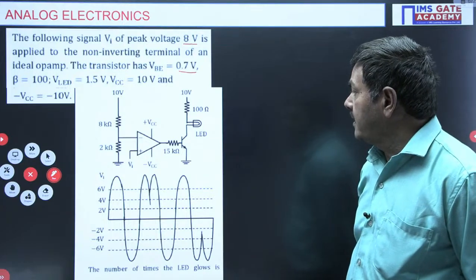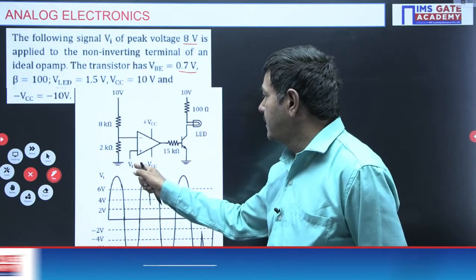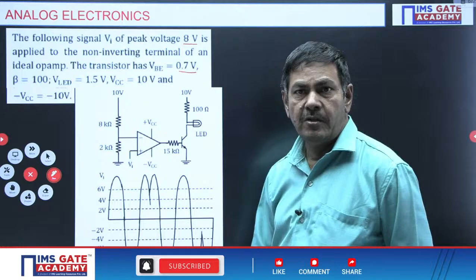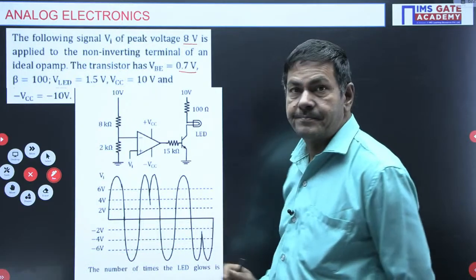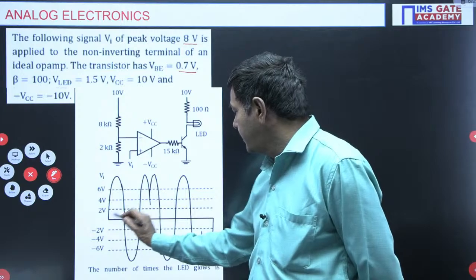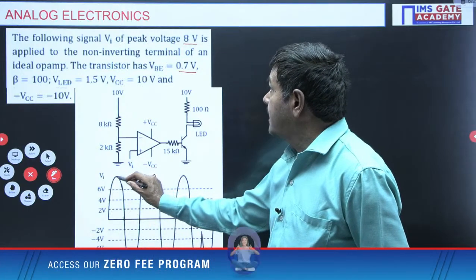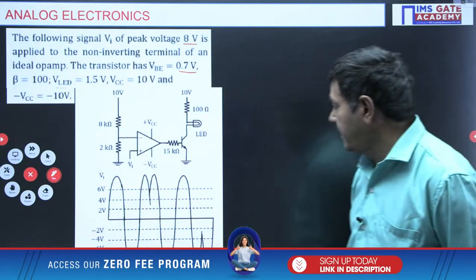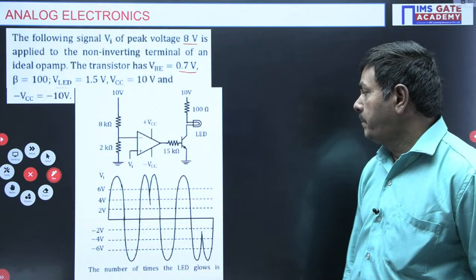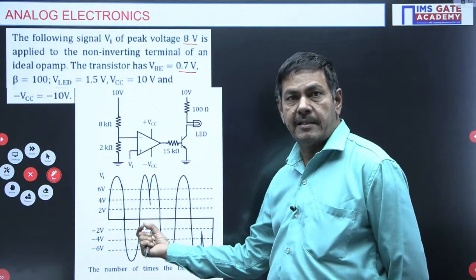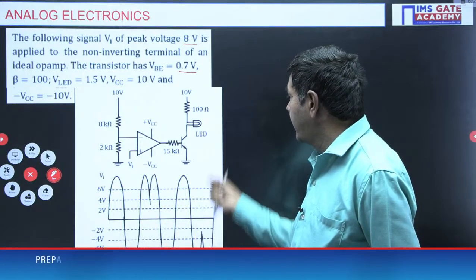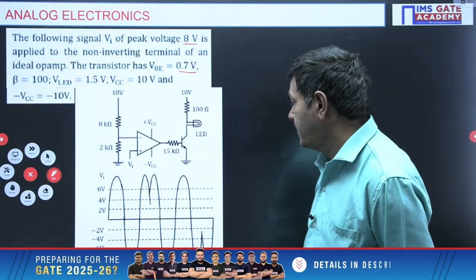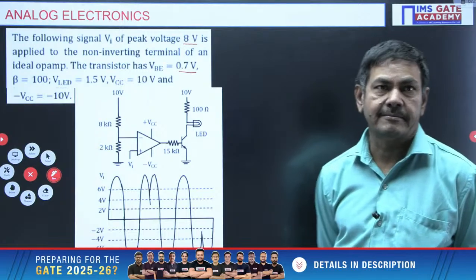That means the input side waveform, this Vi waveform, has such a shape. You should not go beyond this waveform. The problem clearly gives the input from here to here only, that is Vi. The maximum amplitude, the peak voltage, is 8 V only. Because of this input signal, we need to identify how many times the LED glows. Is it 1 time, 2 times, 3 times, or 4 times?